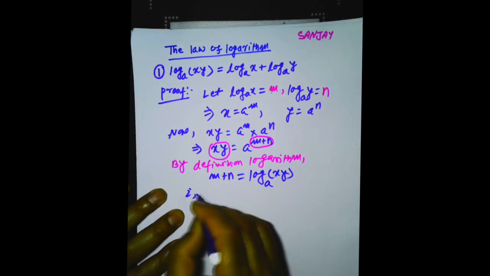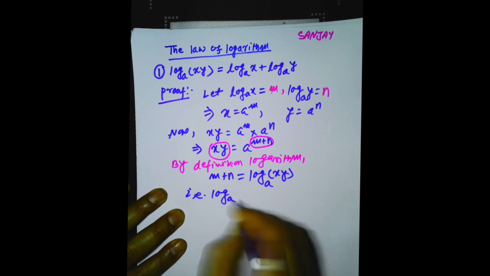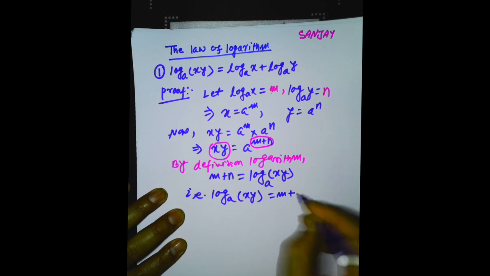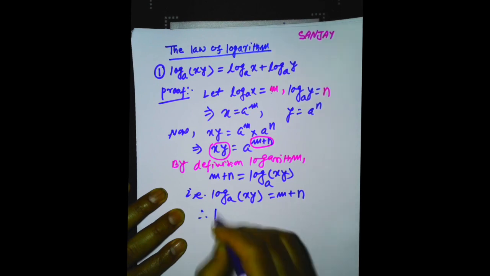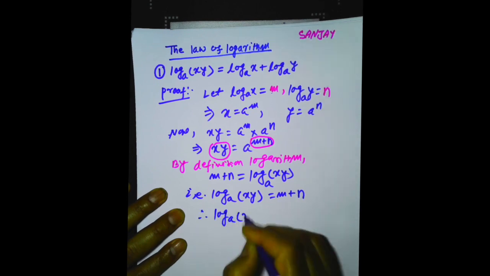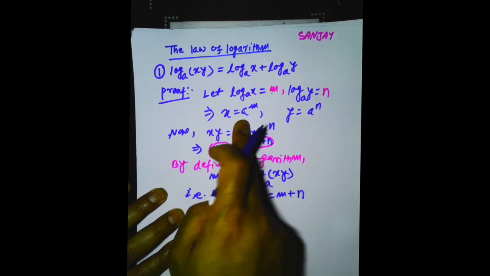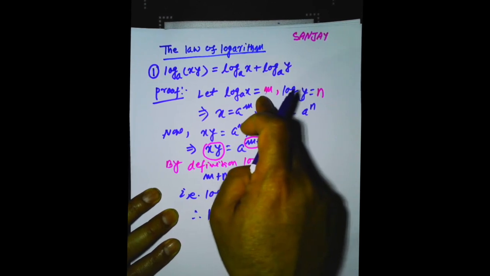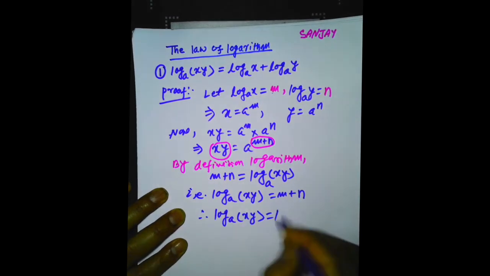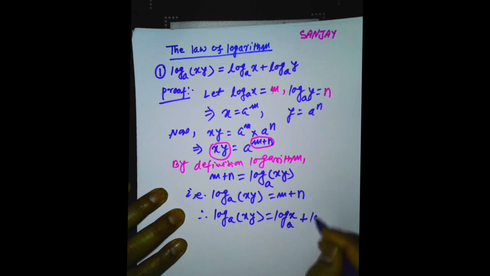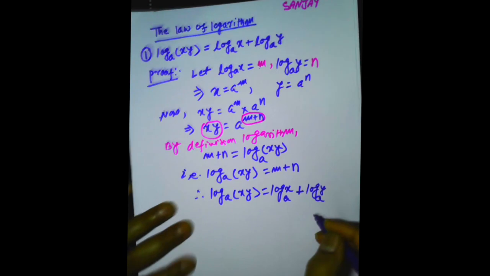That is, we have log base a of xy is equal to m plus n. Therefore log a of xy equals m plus n. Here m is what we supposed for log x, so we shall write log x to base a in place of m, and in place of n you can write log y to base a. And in this way it is proved.